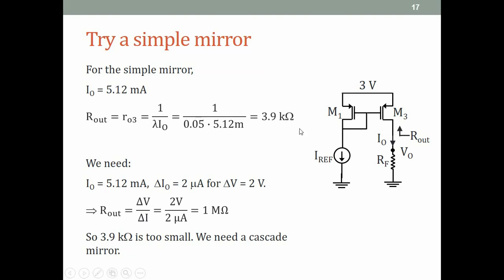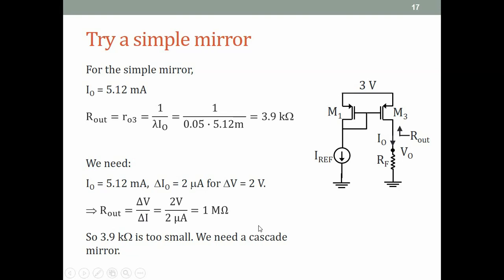Now let us see if 3.9 kilo ohms is enough for IO to change by only 2 microamps, for VO changing by 2 volts. So what does this mean? When IO changes by 2 microamps for V changing by 2 volts, that implies an output resistance of delta V by delta I, which is 2 volts by 2 microamps, which is 1 mega ohm. So what we need actually is that the R-out must be at least 1 mega ohm. 3.9 kilo ohm is clearly not large enough.